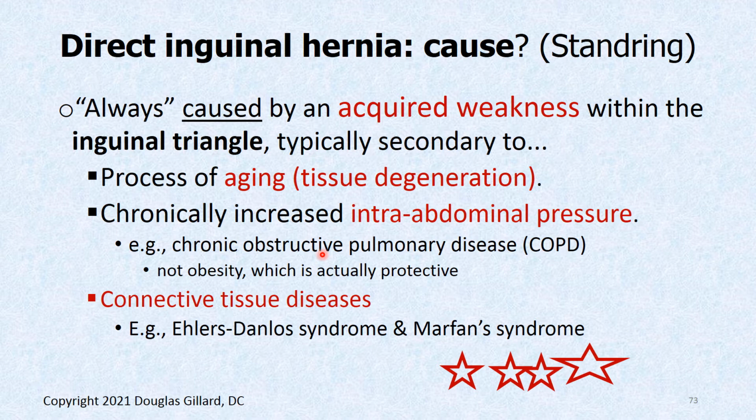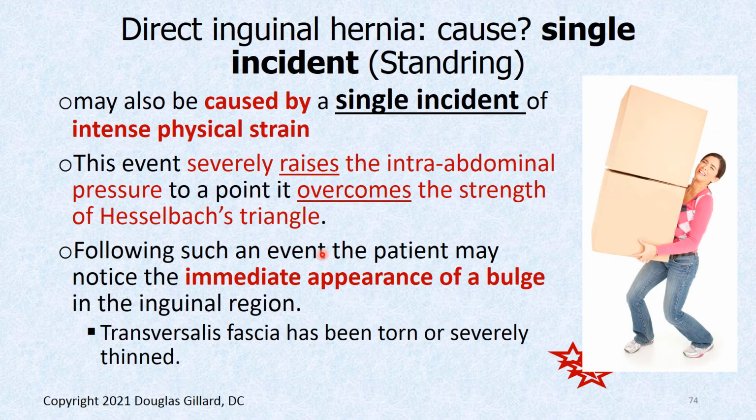Alright, so it's always an acquired weakness from the process of aging. People with jobs or conditions that constantly increase the intra-abdominal pressure, like people with COPD who are coughing. What about people who are obese? No, remember, strangely, even though obesity increases intra-abdominal pressure, it's still protective against direct and indirect inguinal hernias. Not true for all other types of hernias. With connective tissue disorders, anything that weakens tissue, you're at risk for these types of hernias.